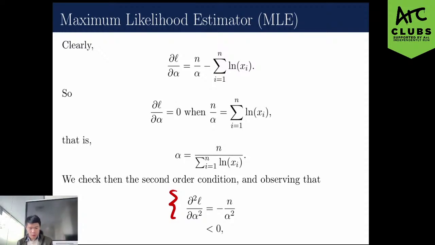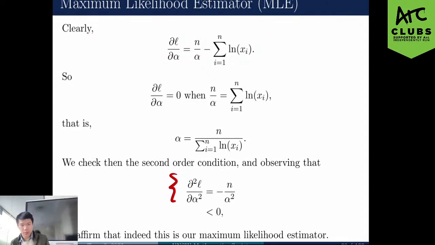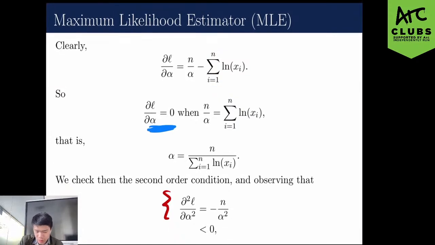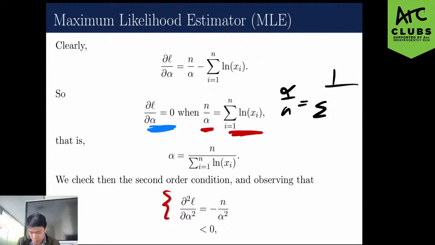That was fun. Okay, alright, so back on maximum likelihood estimators. So, yeah, we've basically solved for when this derivative is equal to 0. It's equal to n on alpha is equal to this sum. So just flip it around, we get alpha on n is equal to 1 on the sum. And then just multiply through by n.